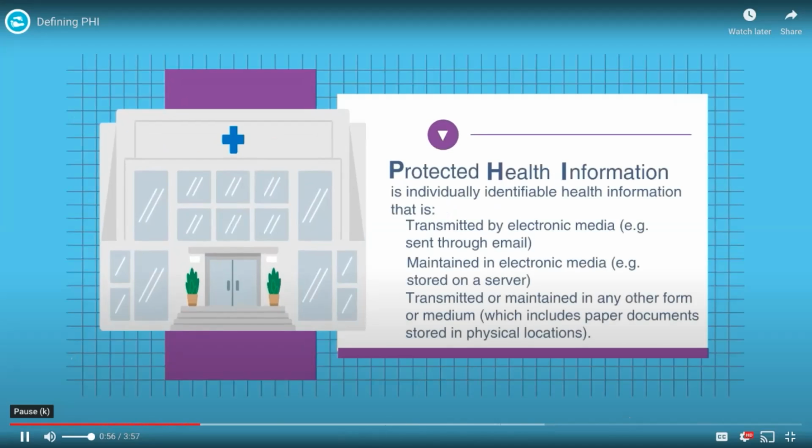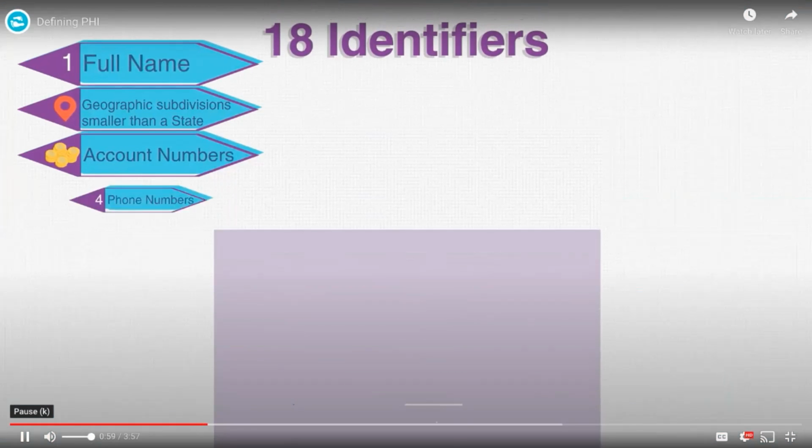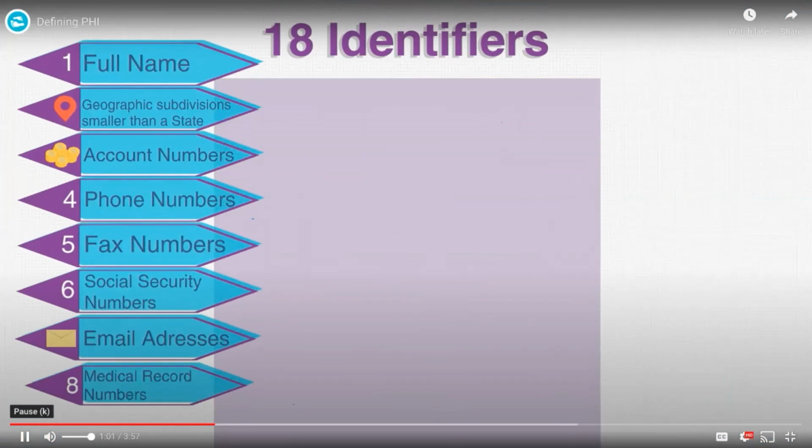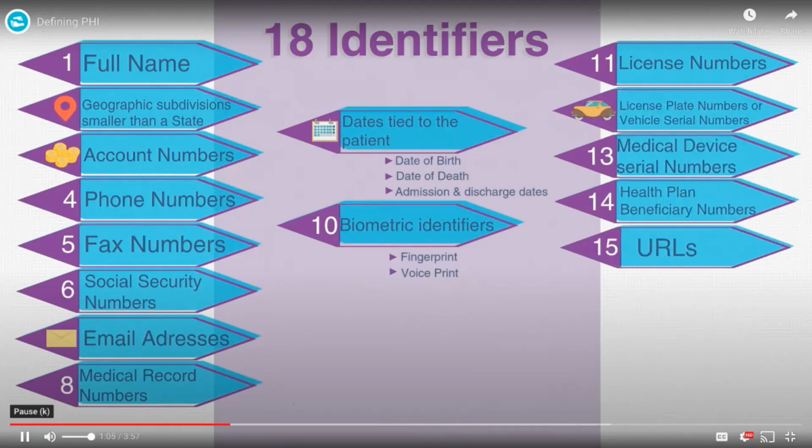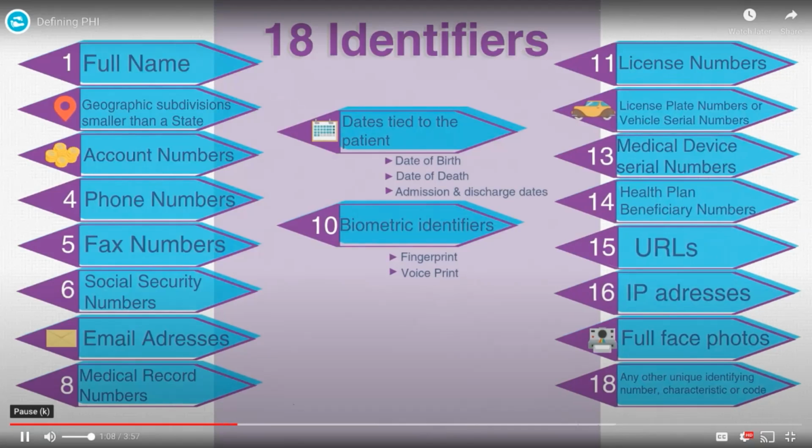There are 18 identifiers that can tie an individual patient to their health information. Keep that in mind as you thumb over your health information. Anything containing these identifiers is regarded as PHI.